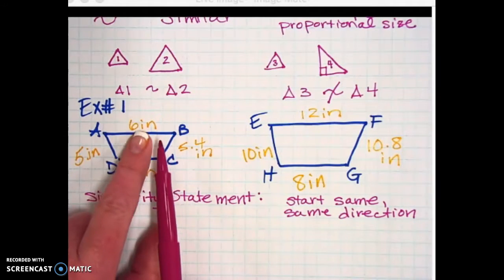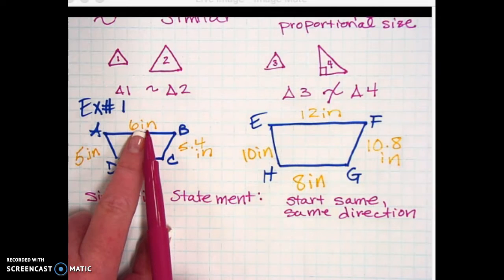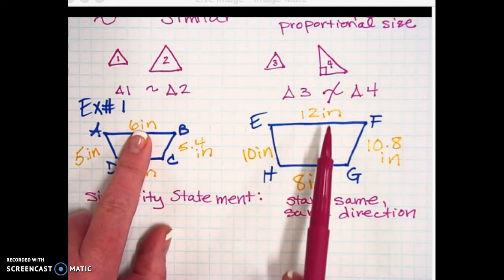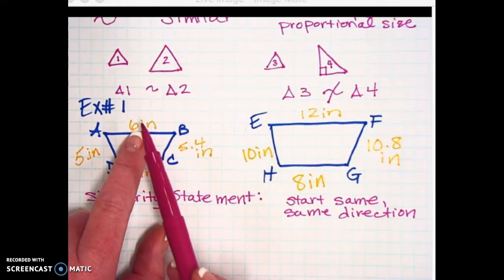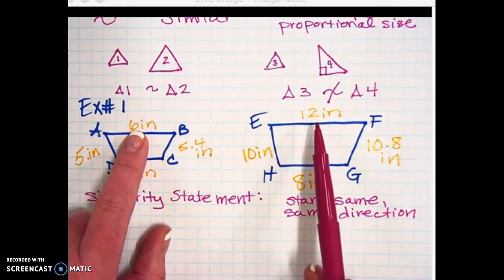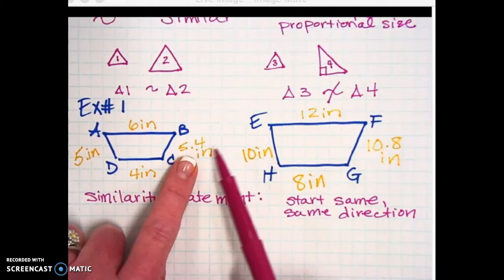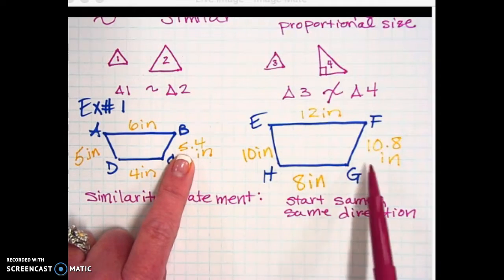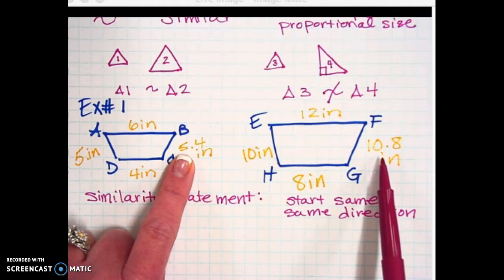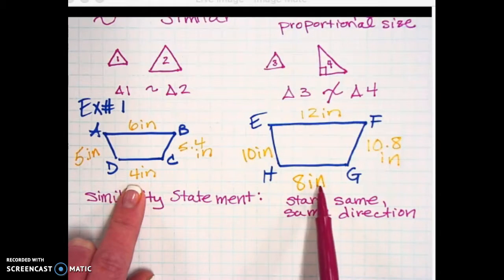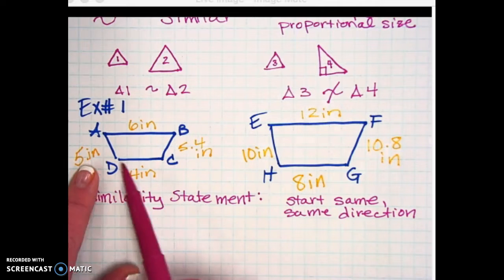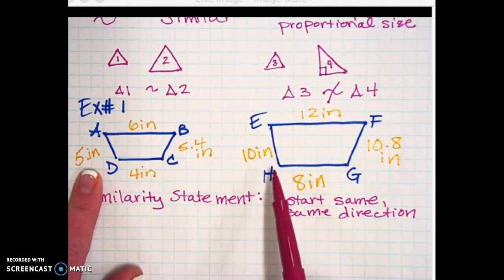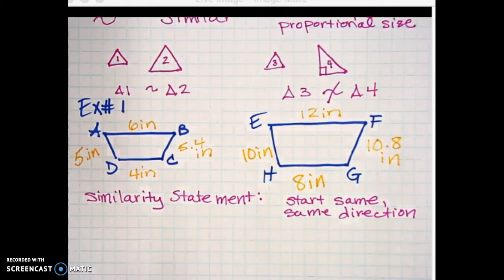So notice from the first figure, you have 6 inches up here. What do you have up here? 12 inches. So from 6 inches to 12 inches, you do what? Double it, multiply it by 2. What about 5.4 inches to 10.8 inches? Double it. How about 4 inches to 8 inches? Double it. And how about 5 inches to 10 inches? Double it. So these are facing the same direction.